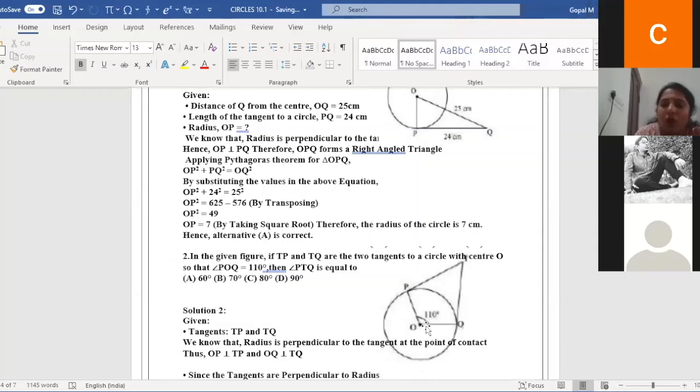So here, we always learned that center to the tangent is always perpendicular. So OP is perpendicular to PT and OQ is also perpendicular to TQ. So here angle P and angle Q are 90 degrees. So when these two are 90 degrees, here POQT is a quadrilateral. So we know the angle sum property of a quadrilateral is 360. Am I clear to everyone?